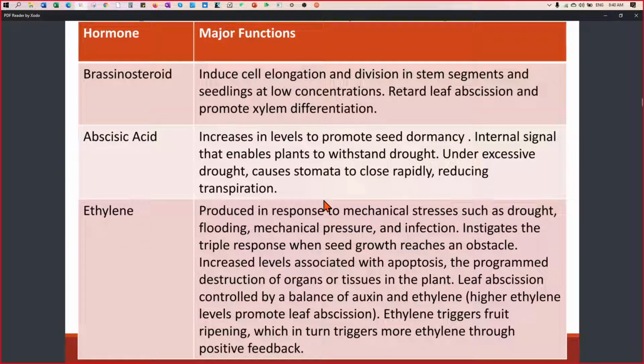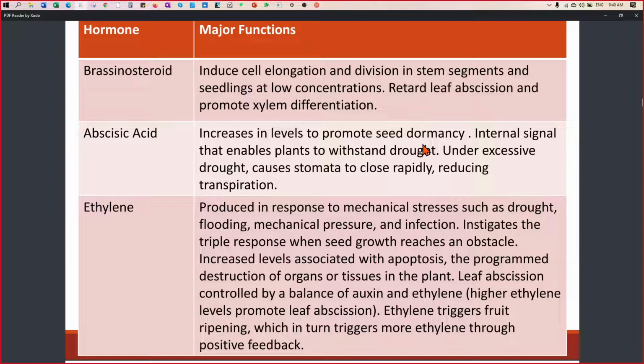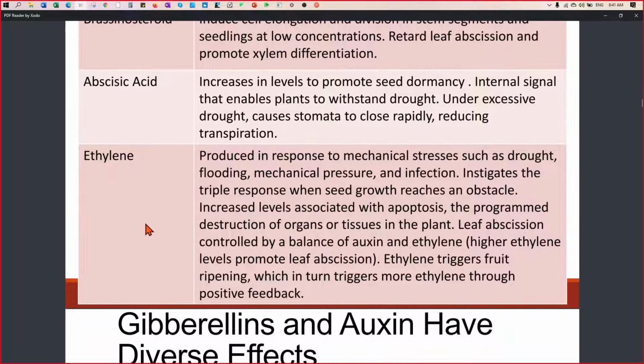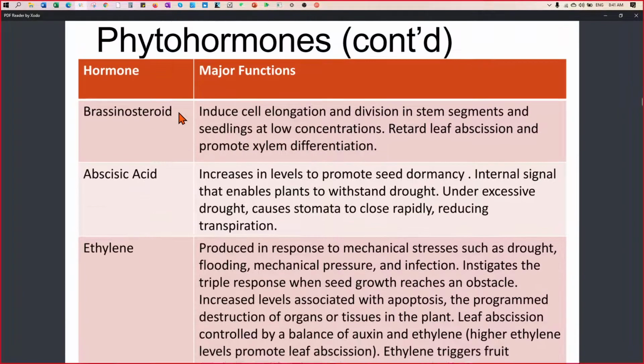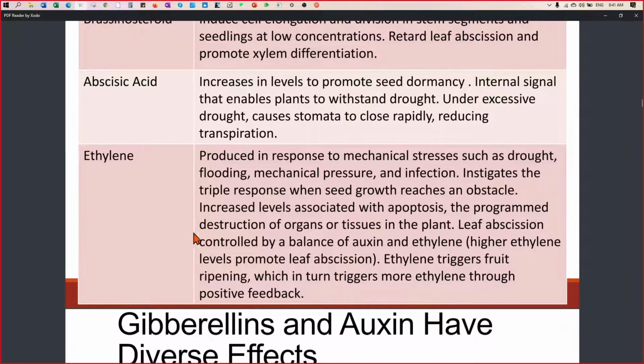Then you have your abscisic acid, something that you get when your plants are under stress, such as during drought. Plants need to conserve water, so the stomata close. How do they close? Due to abscisic acid. And ethylene is gaseous. Of all of these hormones, ethylene is the only one in the form of gas. Others, no. Ethylene is responsible for the ripening and softening of the plant tissue, and also to some degree leaf abscission.